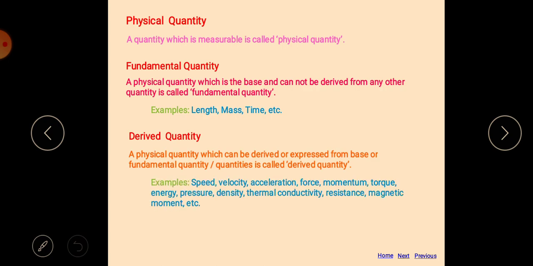These are some examples of derived quantities. I will include area, volume and speed, velocity, acceleration, force, momentum, torque, energy, pressure. Among these quantities, some of them you all already know. In junior classes, you must have studied speed, velocity, acceleration, force, momentum, energy, pressure, then density. We have some idea of resistance also, and we have an idea of magnetic field. And so many quantities are there which are derived quantities.